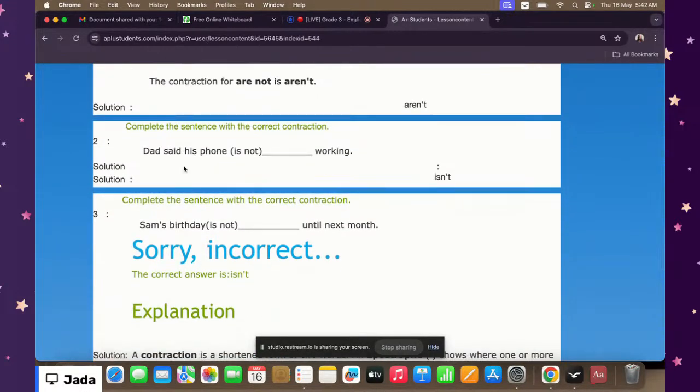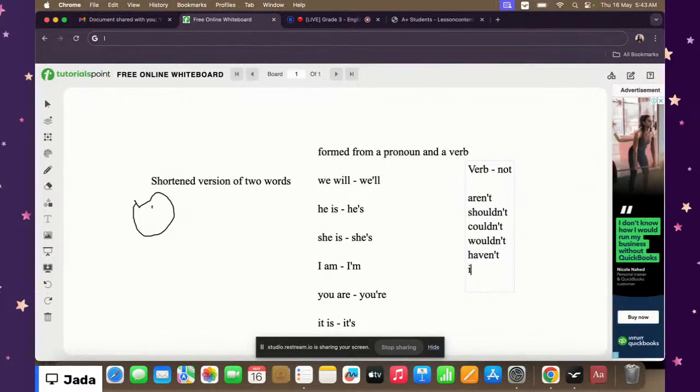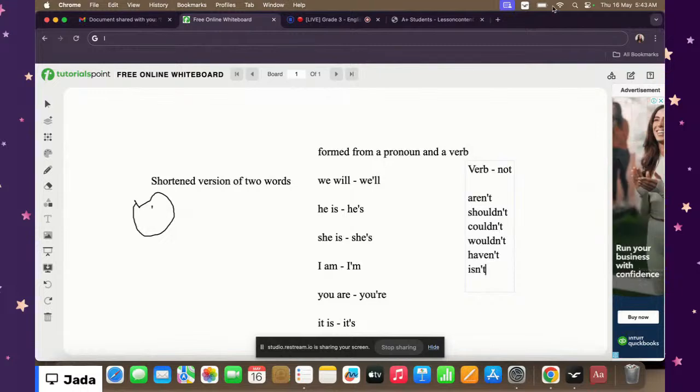His phone is not working. So isn't working. You take out the O from the not and it becomes isn't. Sam's birthday is not until next month. So we still have to take out the O from this not, and it is isn't. Okay, so is not.